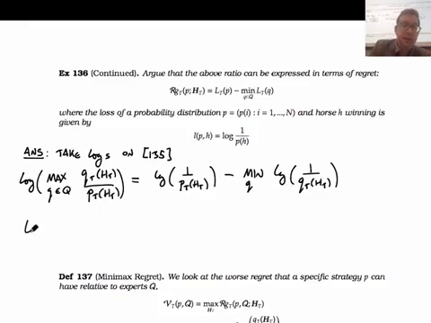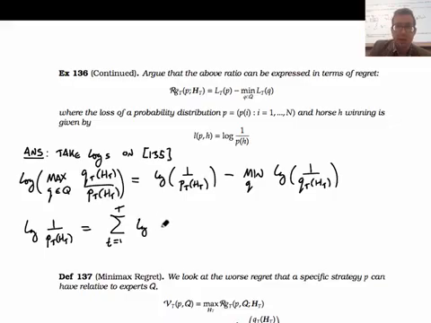In particular, notice that log of P of t of h of t is really equal to the sum from t equals 1 to capital T of log of 1 over P of t, my prediction of the winning horse given what I'd seen so far. That's just the definition of this term applied here.